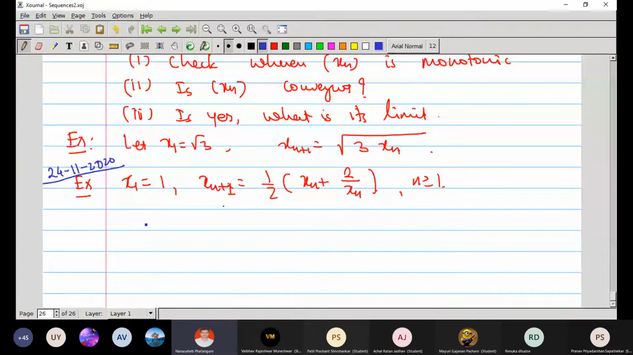So I gave you some examples yesterday. I hope you tried to solve these examples, right? Now look at this example. So x1 is 1 and xn plus 1 is 1 by 2 into xn plus 2 by xn, right? So do you understand what are the terms of this sequence, right? Yes, sir.